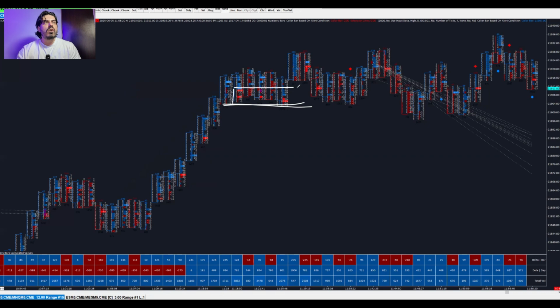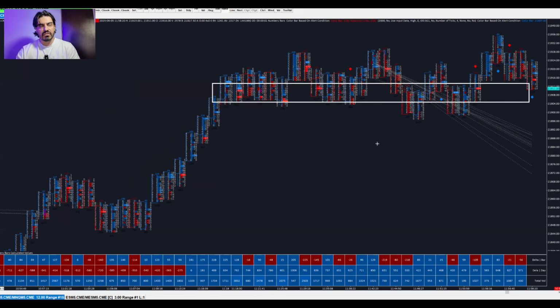When I see all of this imbalancing setting up like this, I know people are trapped, so there is the potential for these guys to swing higher. That means we would want to break this area with some degree of significance to actually start selling into.